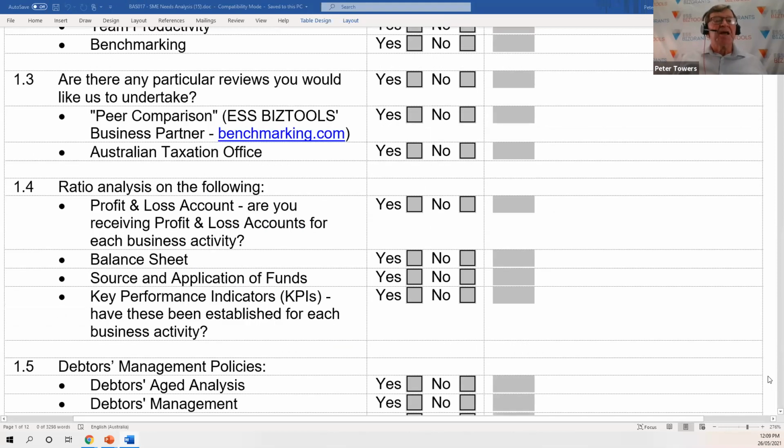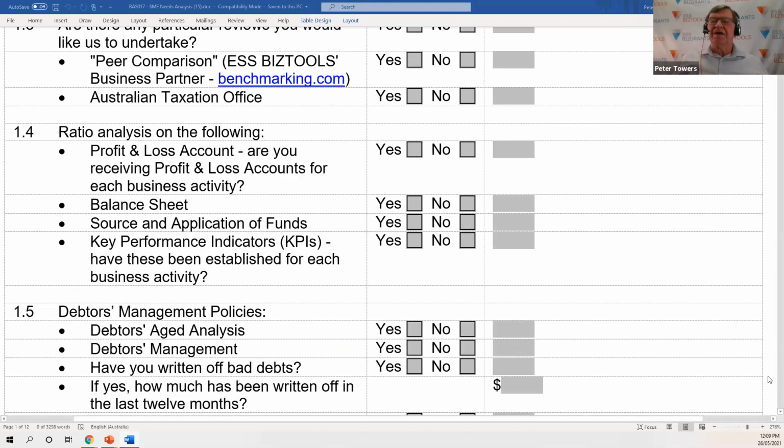Or do they want to see how they line up against the taxation officer's benchmarking reports? Do they need more information on ratios? Have you reviewed their key performance indicator reports? Now, each of these items is a fee generation item for an accountancy firm.